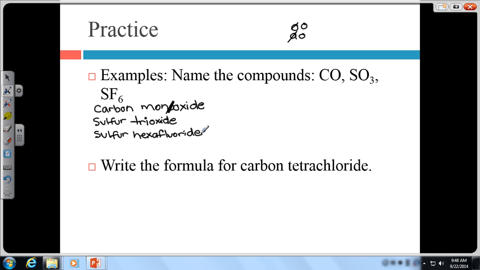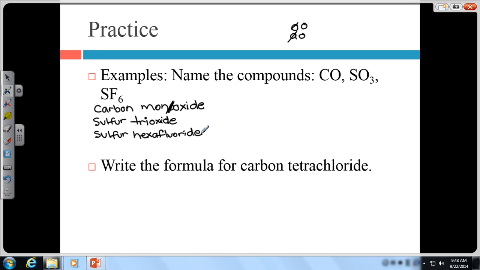So we took a formula, we named them using Greek prefixes. What classification is this? What are we naming here? We use Greek prefixes when we are naming what? Covalent compounds, nonmetals, or you can call them anions, whatever you want to call them. So this is the way that we name.